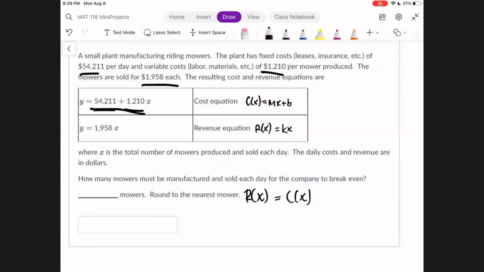So how many must they sell to break even? Around 72. So we're using Desmos here.